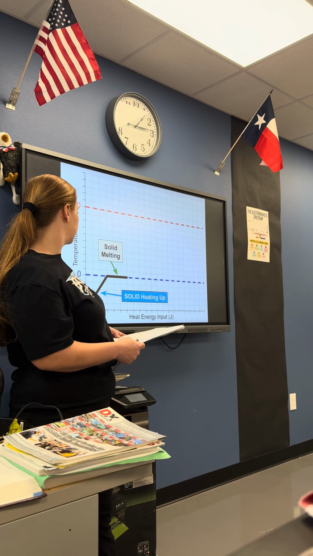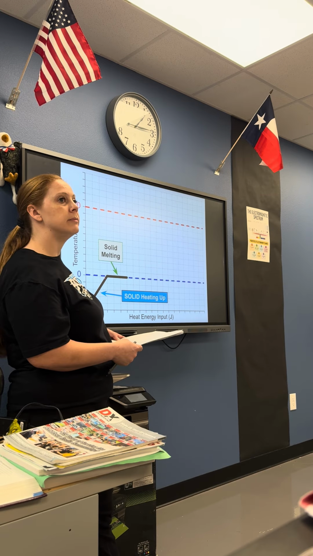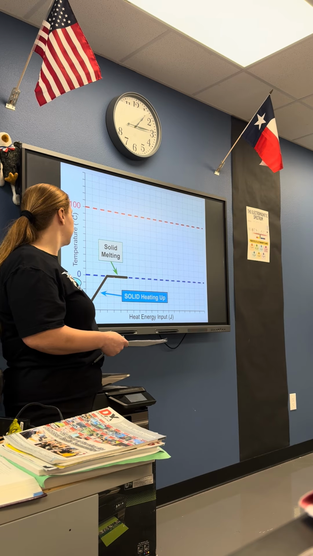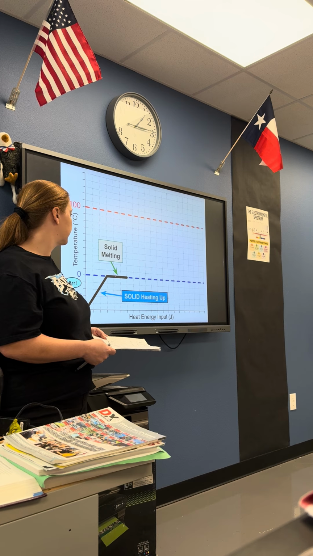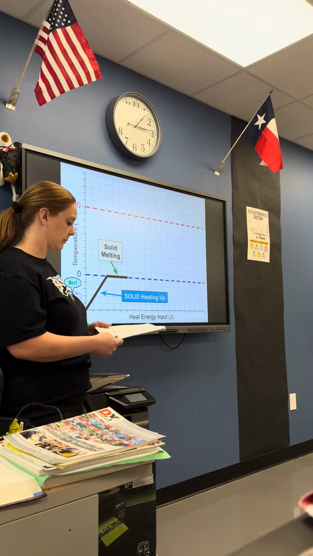The heat energy in part 1 of this graph caused the temperature of the individual molecules to increase. They were vibrating more, so they had a higher temperature. But the heat energy in part 2 of this graph was doing a different job. It was taking the molecules and breaking apart the bonds between them so that as a liquid, the molecules can slide past each other more easily.